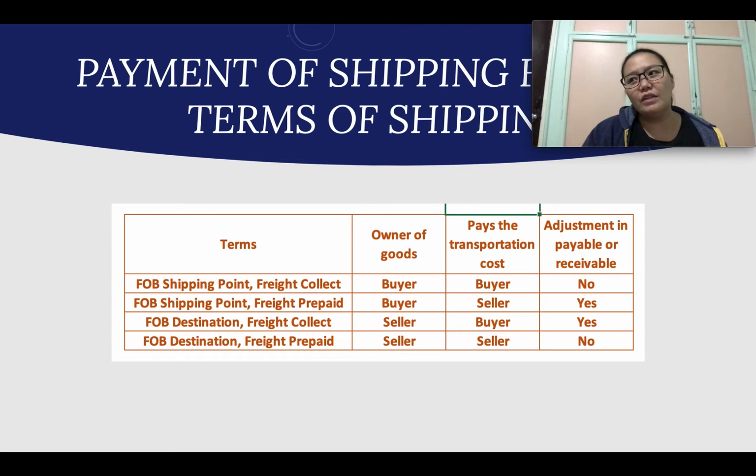Whenever you answer problems, you will encounter problems wherein the only shipping terms indicated are FOB shipping point and FOB destination. If the problem is silent, it means that FOB shipping point is freight collect, and FOB destination is freight prepaid.